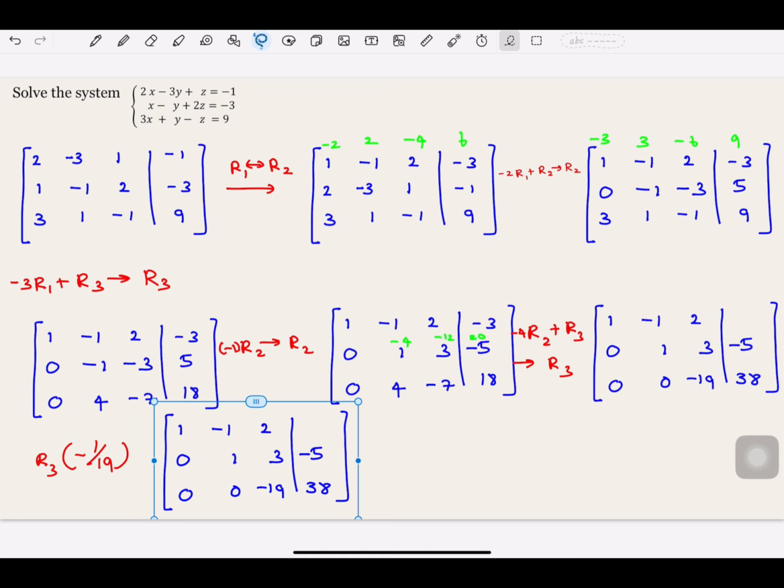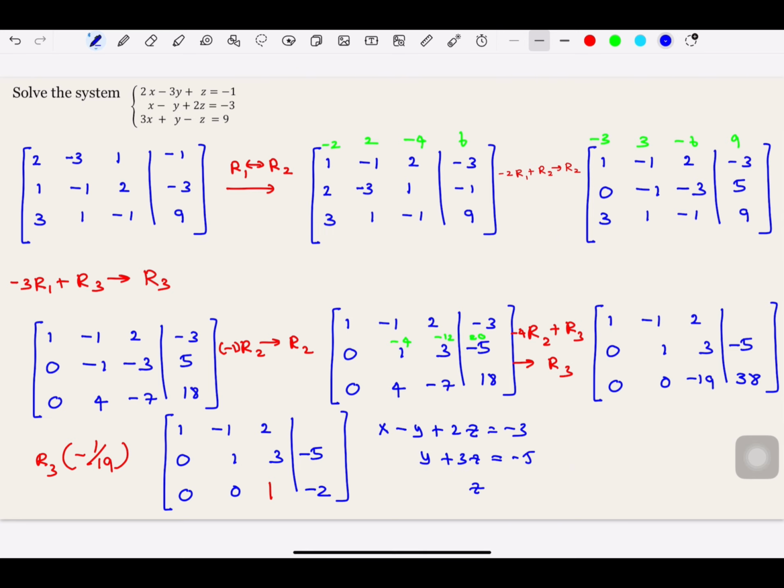So if I paste that over here, if you divide this by negative 1 over 19, you'll get a 1 here. And over here, it's going to be a negative 2. Okay, so this augmented matrix is equivalent to x minus y plus 2z equals negative 3, y plus 3z equals negative 5, and z equals negative 2.